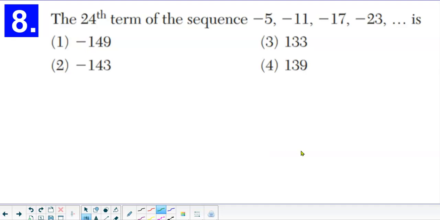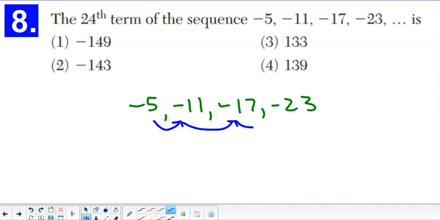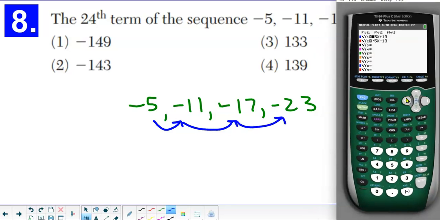Number 8, the 24th term of this sequence is, let's see, negative 5, negative 11, negative 17, negative 23. So I need to find out if this is arithmetic or geometric. So I can use my calculator real quick. I always take the second term and subtract the first.